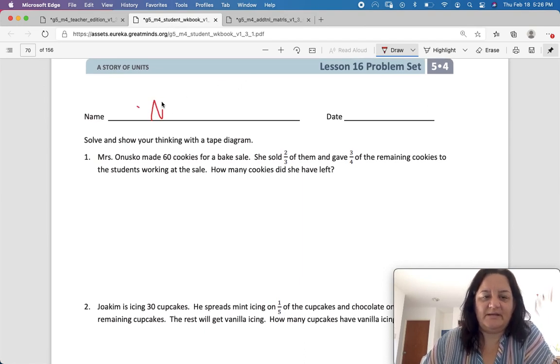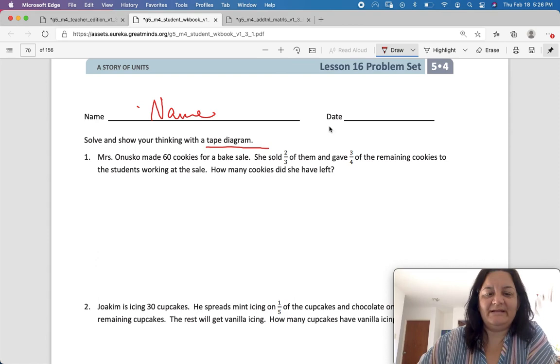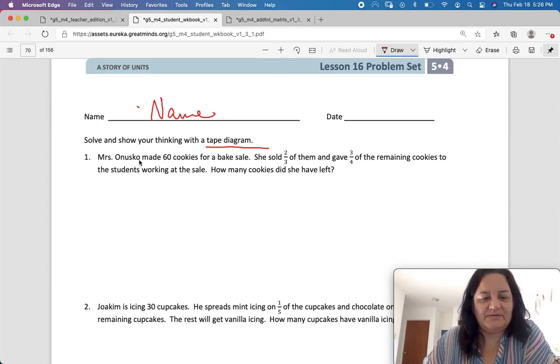Don't forget to write your name on your paper. Thank you. Solve and show your thinking with a tape diagram. Okay, so let's read it carefully. Mrs. Onusco made 60 cookies for a bake sale. She sold 2/3 of them, so 2/3 of 60, and gave 3/4 of the remaining, okay, so that's what's left, of the cookies to the students working at the sale.